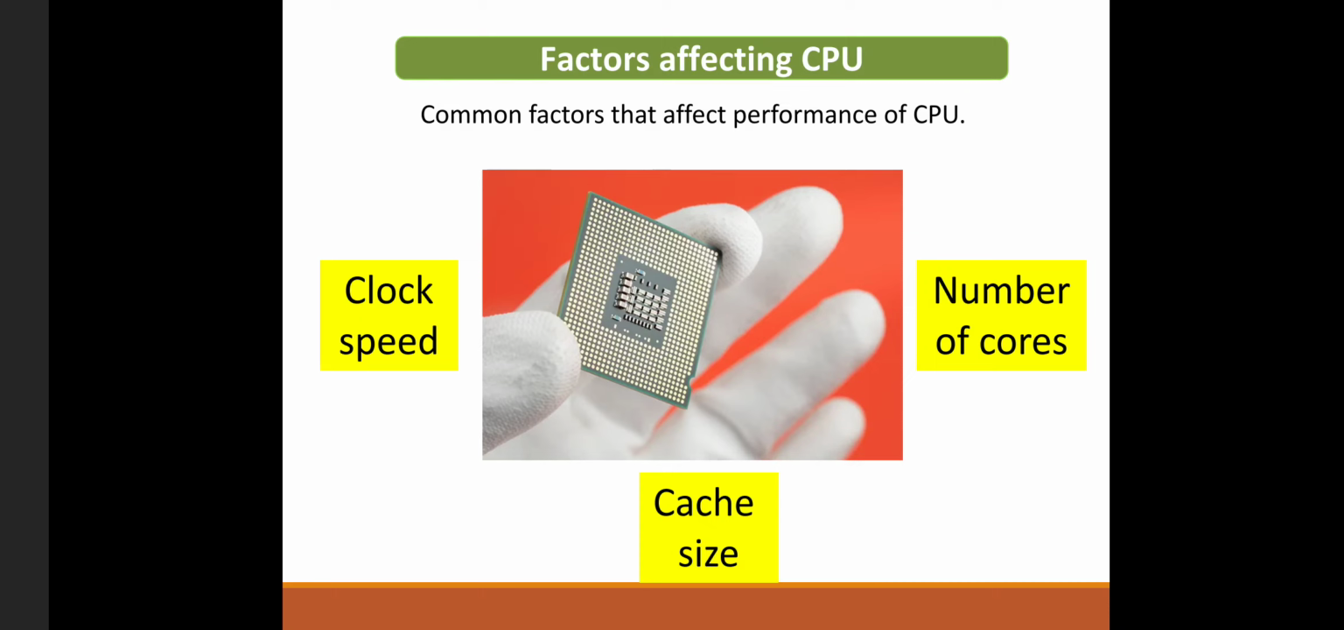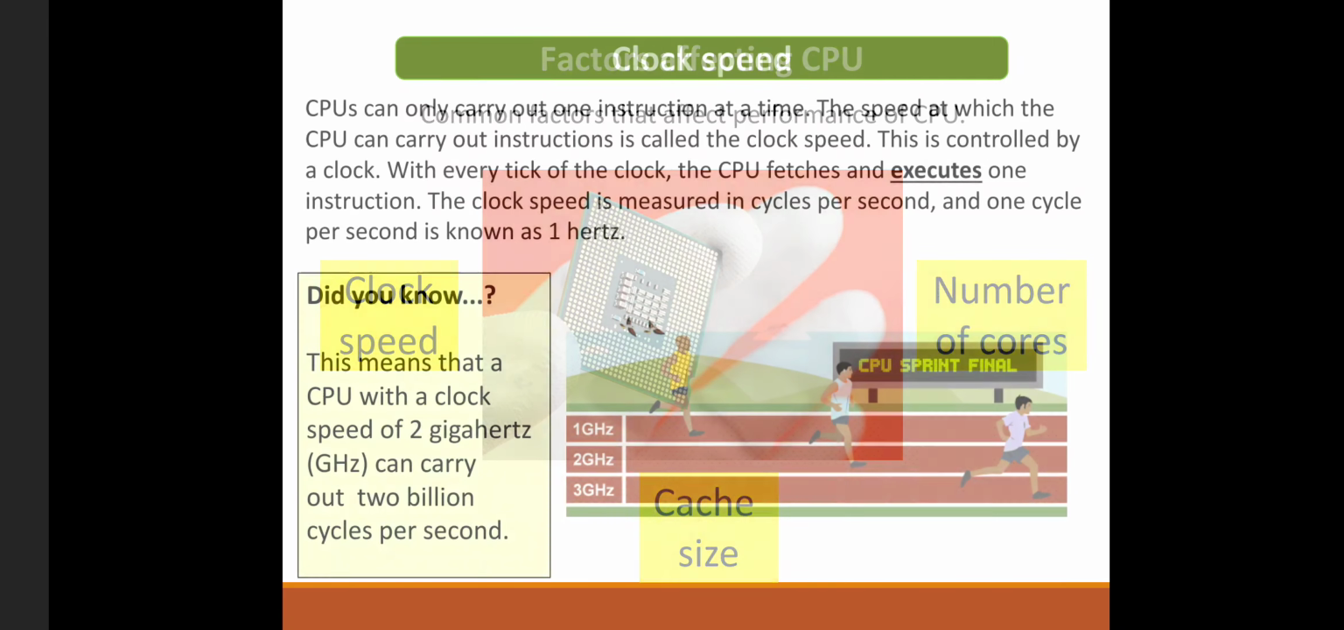Now we know that the CPU is called a processor, and we know that it's sometimes referred to as the brain of the computer, right? So there are three core factors that affect the performance of the CPU. We have the clock speed, we have the number of cores, and we have the cache size.